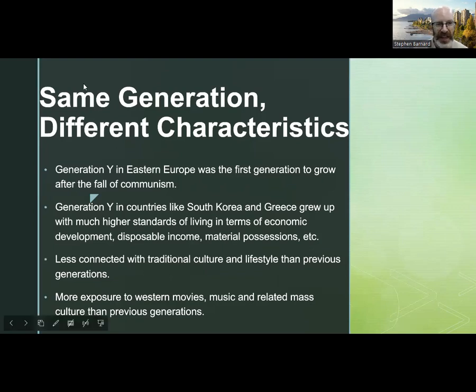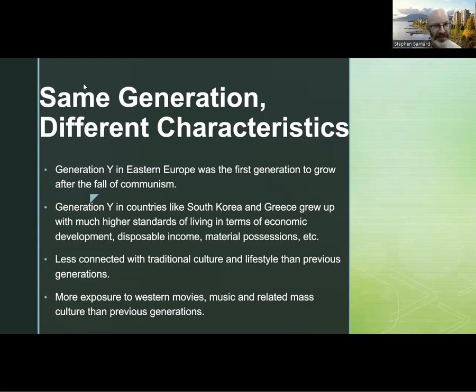Okay, now I just wanted to point out here that just because 2 people are of the same generation, for example, 2 people are millennials, does not mean that they are very similar, actually. Depending on where you were born, your experience as a millennial could be quite different. For example, Generation Y in Eastern Europe was the first generation to grow up after the fall of communism, which made them have a very different experience than their parents. And therefore obviously much different than someone in Australia or England or America that had grown up in a capitalist society all along.